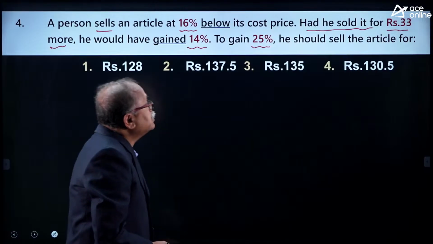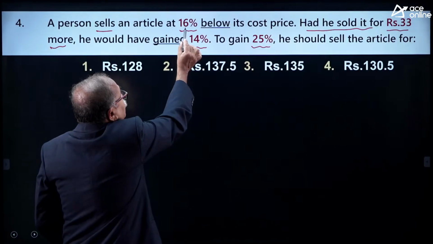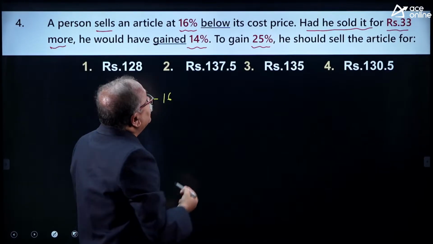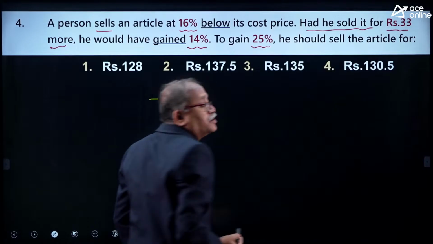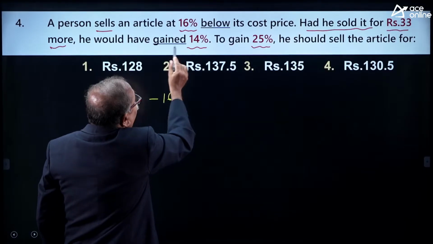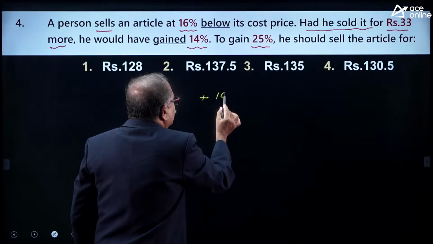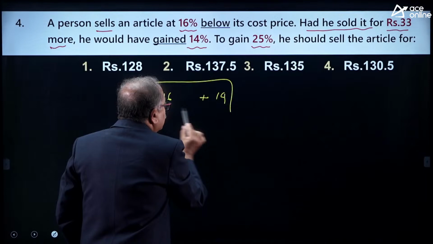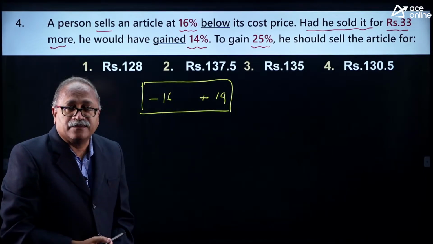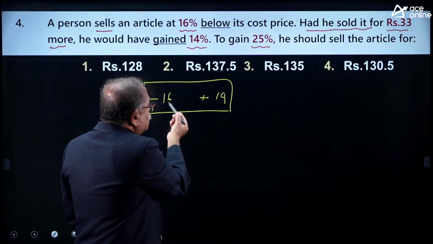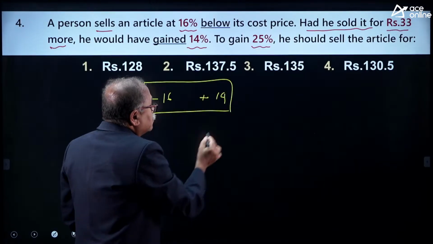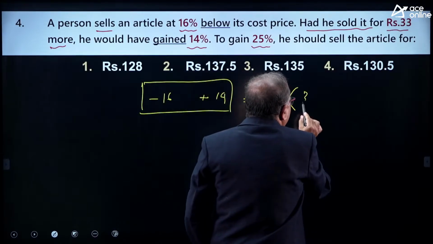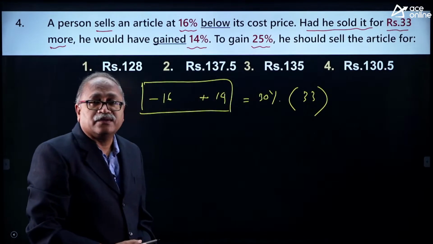So, how do we respond to this? Look at this one. Earlier there was a loss of 16%, and if we increase the price by 33 rupees, there will be a profit of 14%. So, what is the difference? The difference between these two is 16 plus 14, which is nothing but 30. So, it goes from loss to profit. So, this is a 30% difference, and it corresponds to increasing the price by rupees 33.